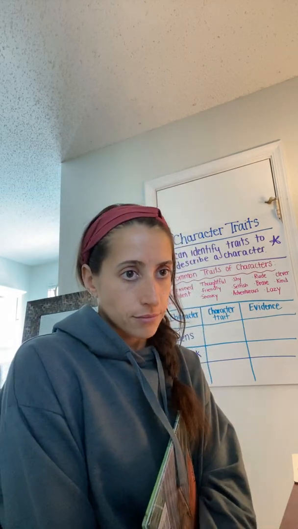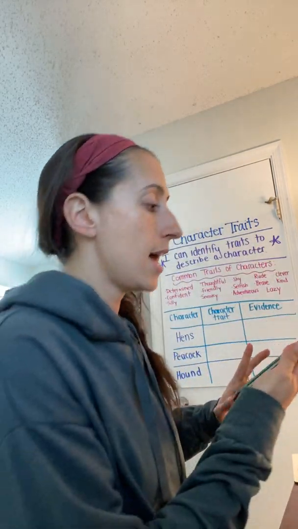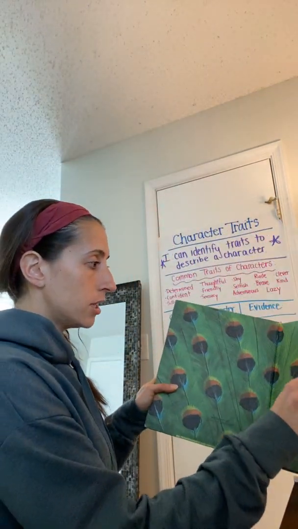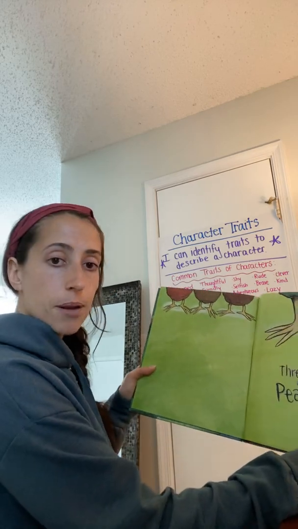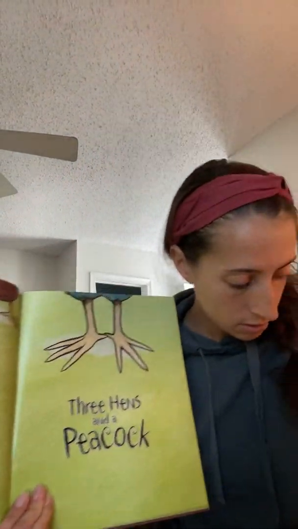So, okay, we have our characters. So, I'm going to go ahead and open up our book, 3 Hens and a Peacock. Oh, maybe I should turn it. That way it works a little better. Oh, dropped my card. Hold on. Okay. 3 Hens and a Peacock. I'm going to go ahead and just read the first 4 pages over again.